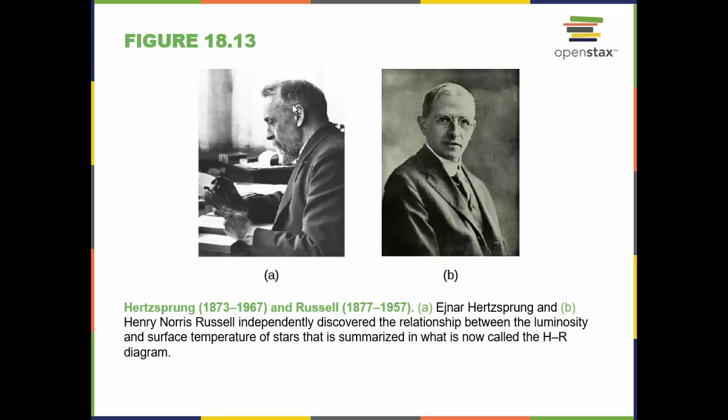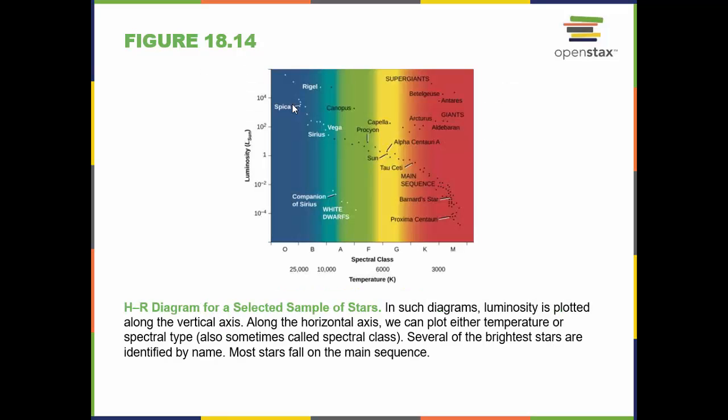So Hertzsprung and Russell both discovered a relationship between the luminosity and the surface temperature of stars, and it's summarized in what we now call the HR diagram. They came up with it independently and at about the same time, so they're both given credit for it.